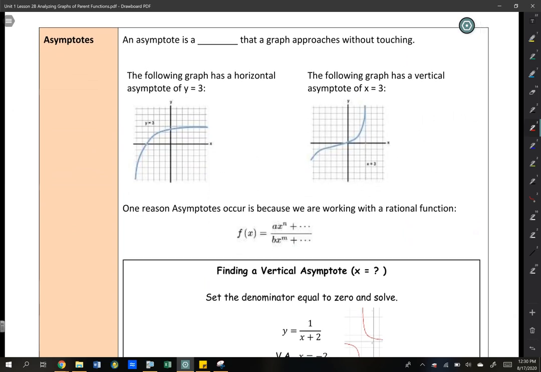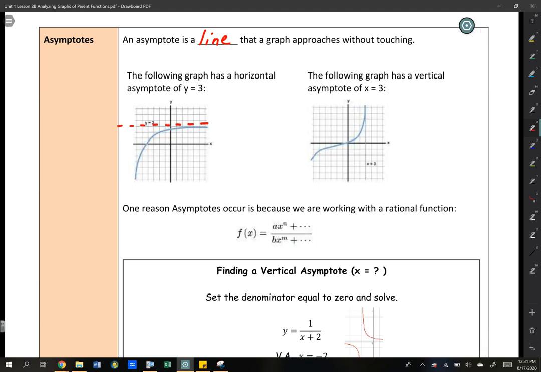Asymptotes. Okay, so we have both horizontal and vertical asymptotes. An asymptote is a line that a graph approaches without touching. Talked a little bit about asymptotes here and there. The following graph has a horizontal asymptote equal to 3. So if we were to draw just sort of a dashed line here, you would see that graph is approaching it, but never quite touching it.